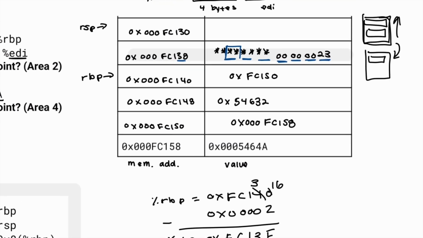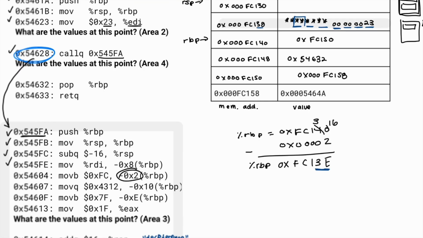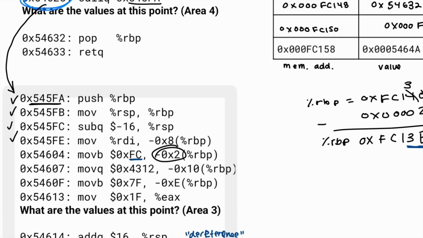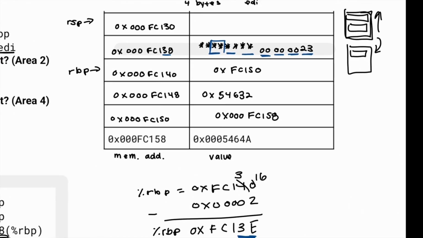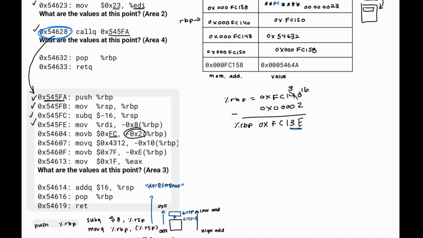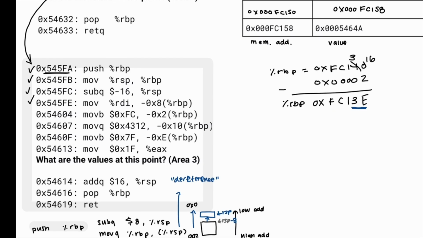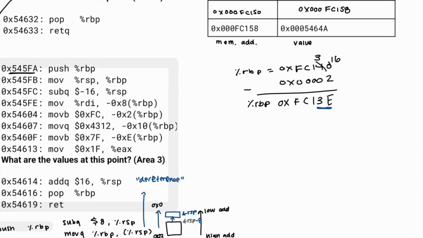So this is actually going to become whatever this value is over here. So this will become FC. Maybe I'll use this color so you guys know. Okay, now our next step is we're going to access -0x10 RBP.